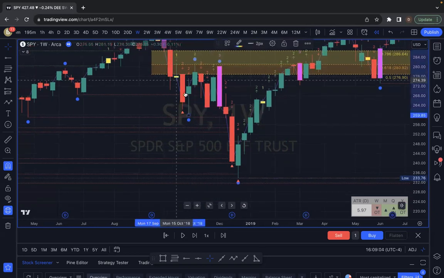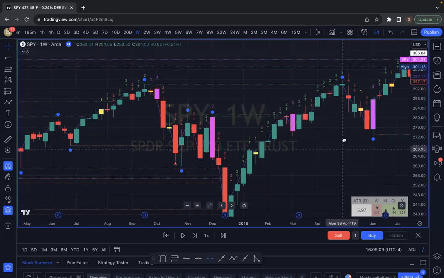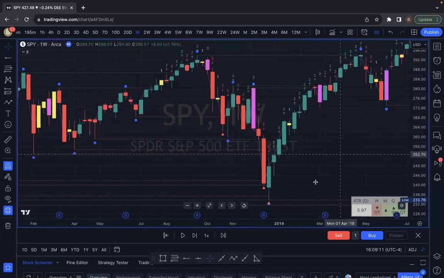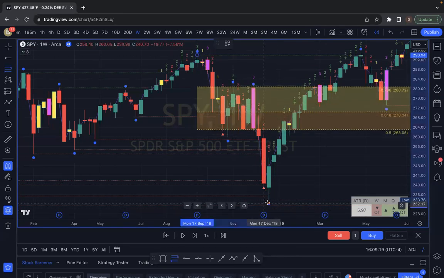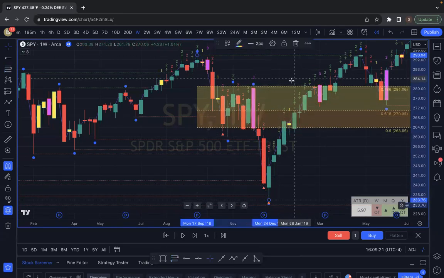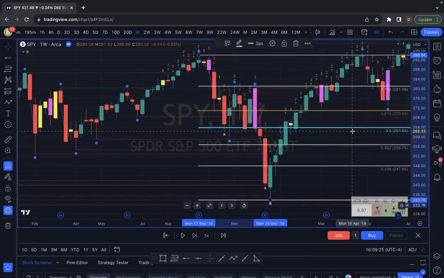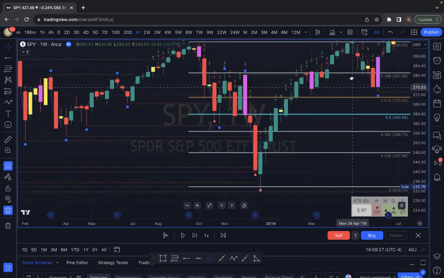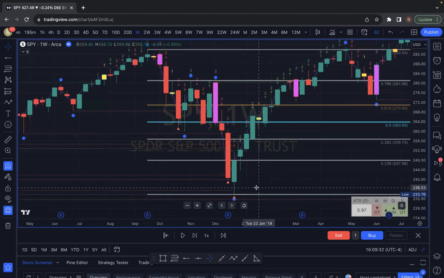So let's say I wanted to capture this entire move. I'm going to bring the other fibs back in a second. We would go from this swing high, the highest high, to the lowest low right here. So if we thought that we were going to continue a downtrend, this will be our checklist.